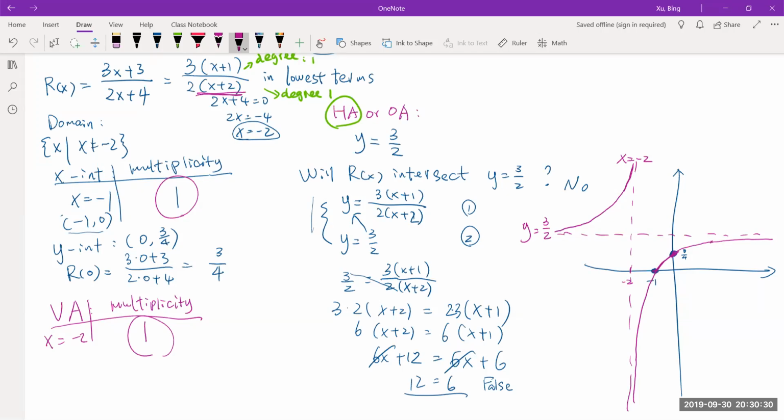Questions on how I get the graph? You know, or any questions?